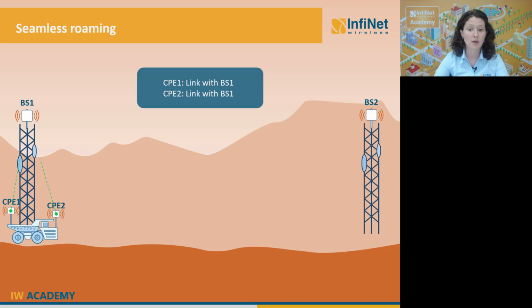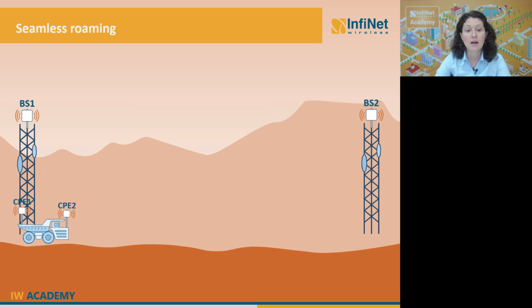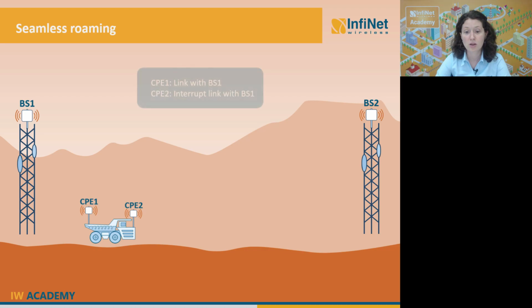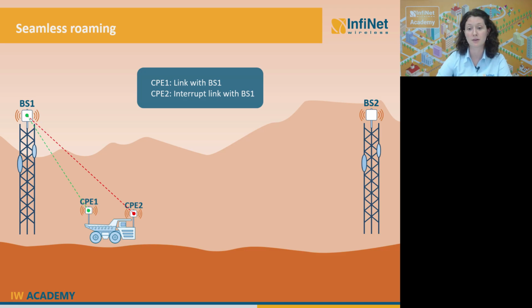In our new scenario, we have two CPEs installed on the moving vehicle, one at each end of the vehicle. As you can see, initially both CPEs have radio links with base station 1. As the vehicle moves along the trajectory, CPE 1 is still connected to base station 1, but the SNR at CPE 2 goes below the low threshold, and the link with base station 1 is interrupted since CPE 2 is also farther away from it.